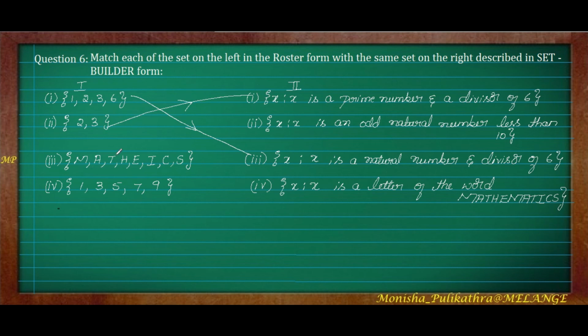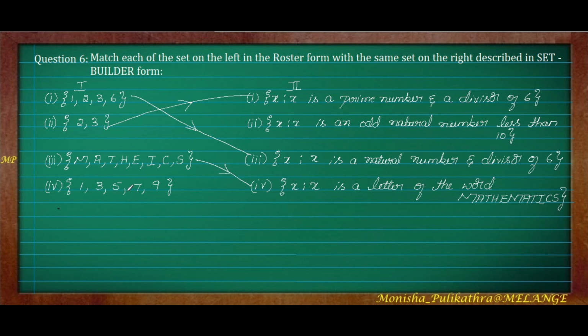Next is M, A, T, H, E, I, C, S. So these are the letters of the word mathematics. In mathematics, only M and A repeat, and all the other letters appear just once. So the third one matches the fourth set builder method.